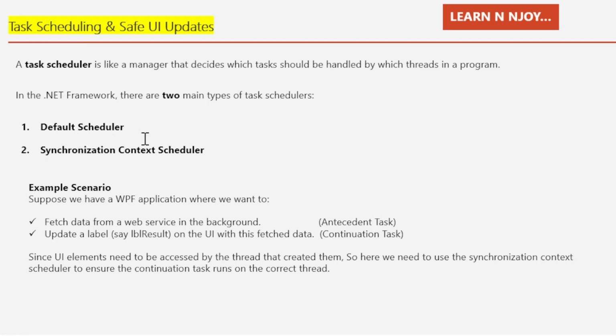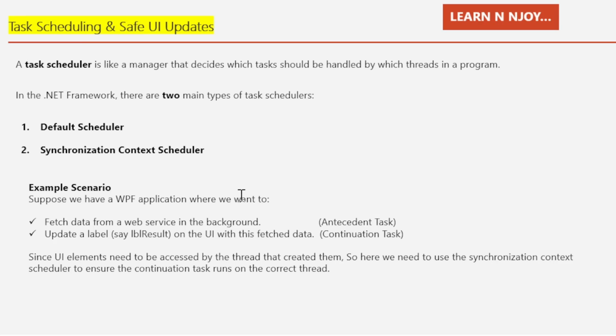The default scheduler works with the CLR, that is the Common Language Runtime thread pool, which is a collection of threads managed by the system. The synchronization context scheduler is specifically useful for applications with graphical user interfaces like WPF, Windows Presentation Foundation, and Windows Forms. These applications require that UI elements like buttons, labels, etc. are accessed only by the thread that created them.